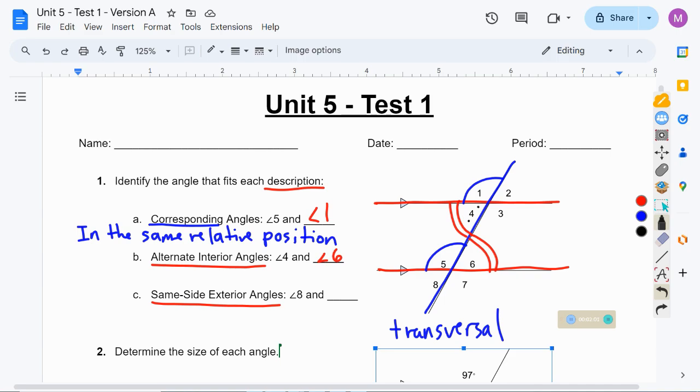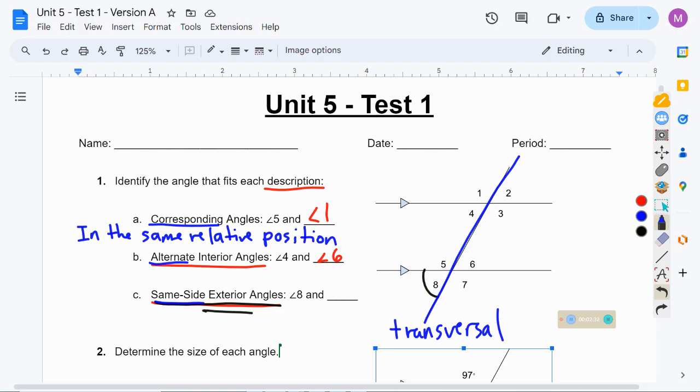The next one we got is the same side interior angles, all right? So if we take a look at that, same side exterior angles, all right? Exterior means outside, right? And we can see that 8 is outside of the parallel lines. So which other side is exterior but on the same side of the transversal? Okay, that's what the same side part means. Or alternate. Those two things are helping us understand relative to the transversal, where are we?